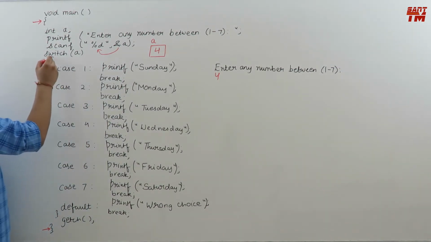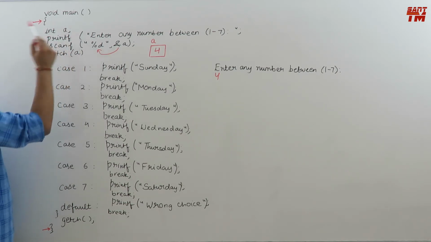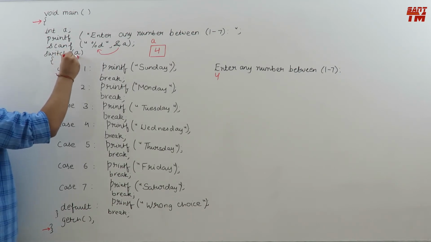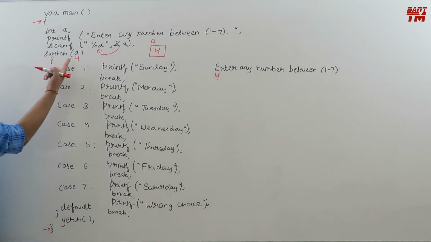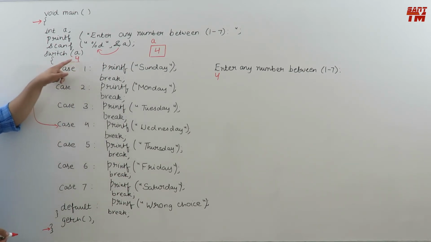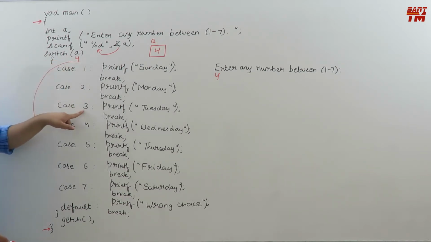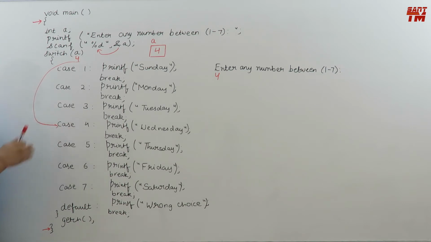Then I have applied switch on a. In the parenthesis of switch I have written a. That means switch is applied on the variable a. In this program example I have taken the value of a as 4. So what will happen? It will apply switch on 4 and this 4 will get matched with case 4. If I enter a as 1, it will match with case 1. If I enter a as 2, it will match with case 2. If I enter a as 3, it will match with case 3. I have entered a as 4, so it is matching with case 4. Similarly, depending upon the value of a, it will match its corresponding case.